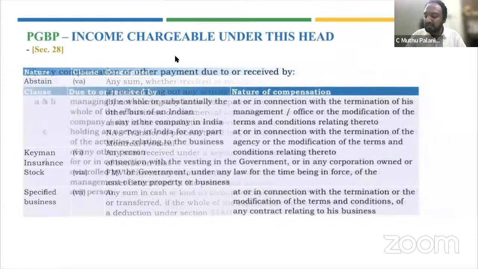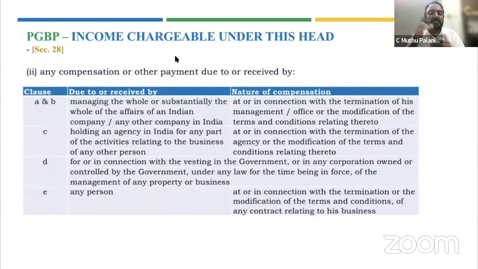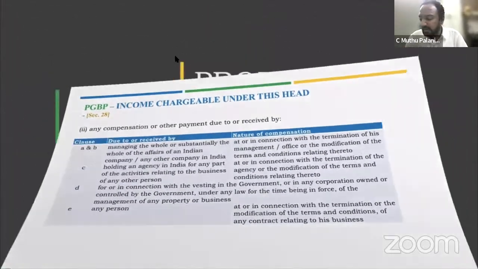And similarly, whenever there is a change in any conditions, there is an agreement between 2 people. If there are any modifications or changes, similar to salary. In salary also, we said, when there is any change in the employment agreement, it will be treated as salary. Here also, any change in agreement, any modifications to the agreement, will be treated as my business income. So that is all about section 28.